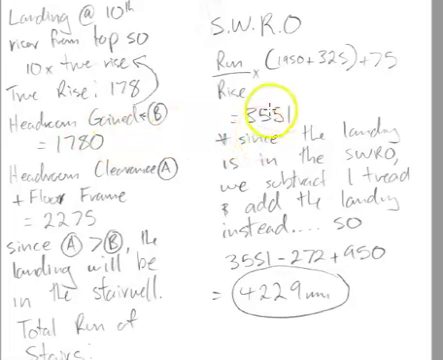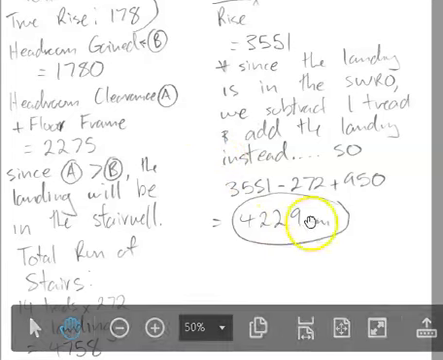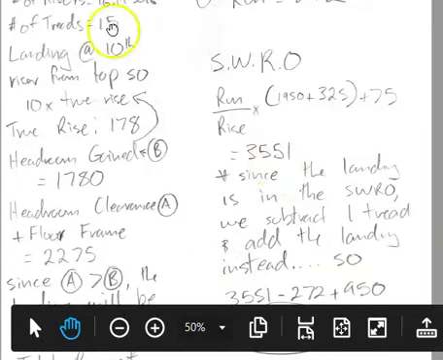Okay, so with that information, we're going to calculate our stairwell rough opening. We have the formula here: run over rise times headroom clearance plus floor frame plus 75. Okay, that's our typical formula we learned in first year. I got 3551, and since the landing is in the stairwell rough opening like we just mentioned, we will take one tread length off of this number and replace it with the landing length. And that's what I've done here. 3551 minus 272 plus 950. And there's our stairwell rough opening right there, 4229.